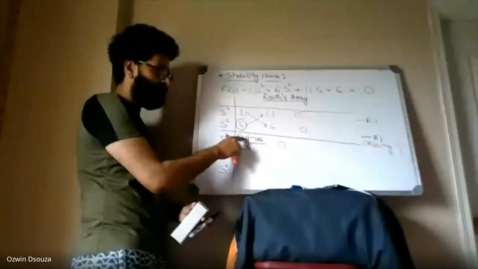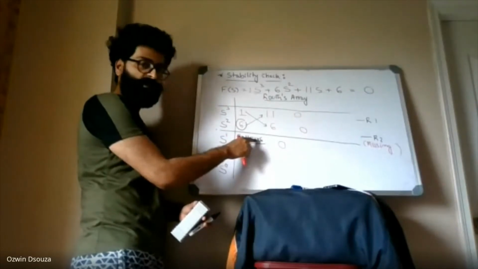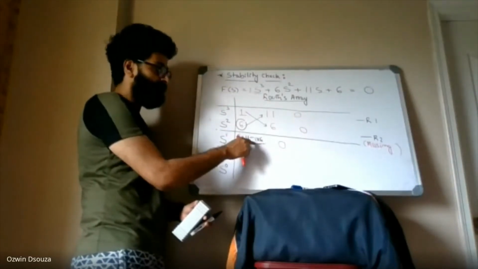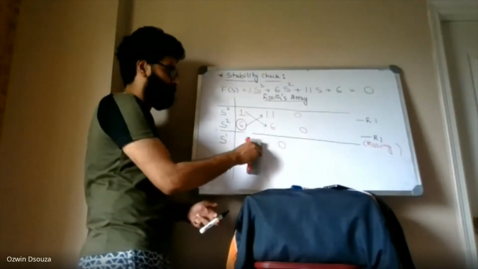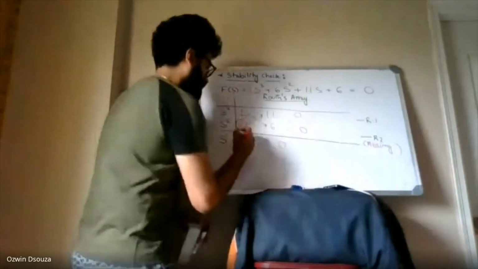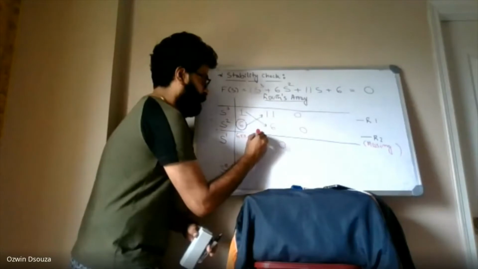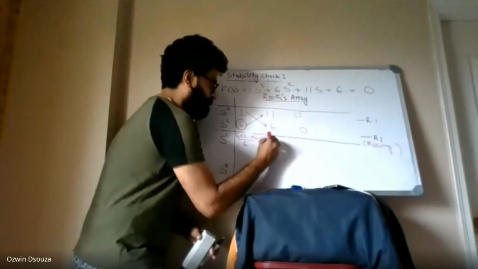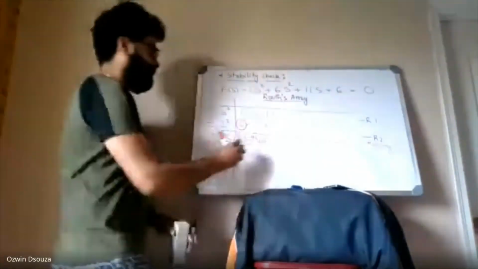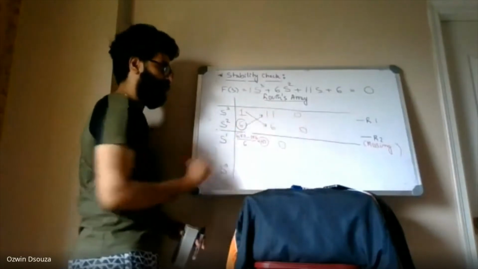Now, if you simplify, what do you get? 6 into 11 is 66. 66 minus 6 is 60. 60 by 6 is 10. Let me write here: 6 into 11 minus 1 into 6 divided by 6 gives you 10. So the coefficient of s to the power 1 is 10, and then you have 0.